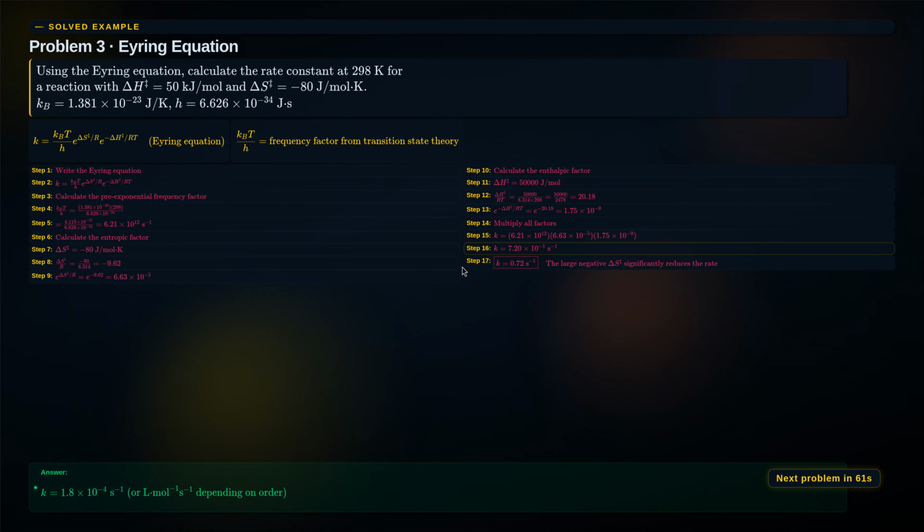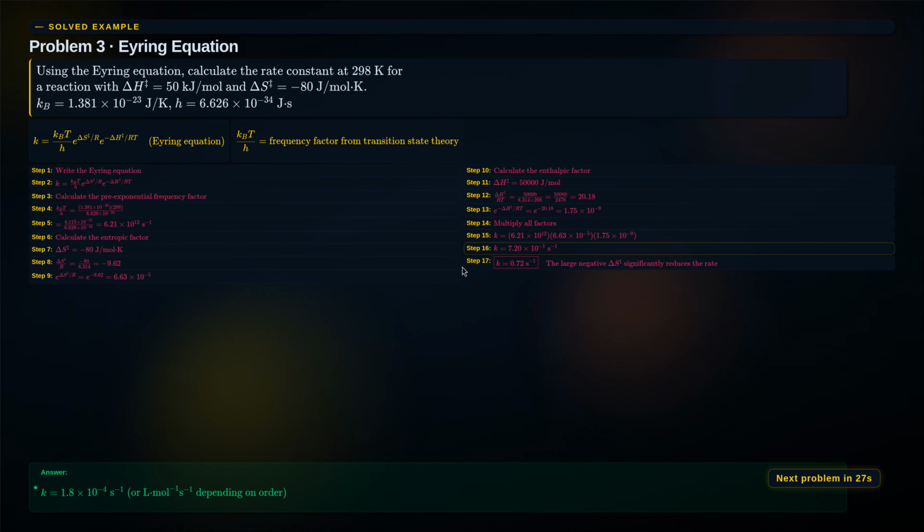Next, the entropic factor. ΔS‡ over R equals negative 80 over 8.314 equals negative 9.62. e to the negative 9.62 equals 6.63 times 10 to the minus 5. Now the enthalpic factor. ΔH‡ over RT equals 50,000 over 2,478 equals 20.18. e to the negative 20.18 equals 1.75 times 10 to the minus 9.